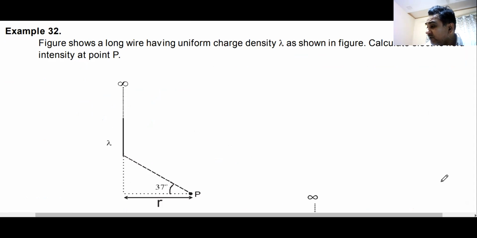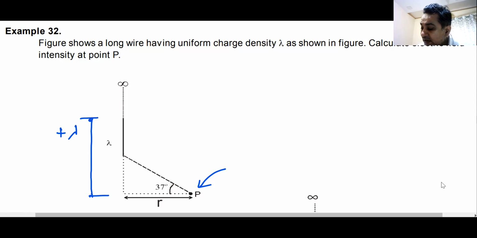Now, for example, this question. How will you solve it? This can be a question of magnetic field, electric field, or gravitational field. Again, I can apply the principle of superposition. I will assume that there is a wire from here to here whose charge is plus lambda, and then I will subtract or add vectorially a wire of minus lambda from here.